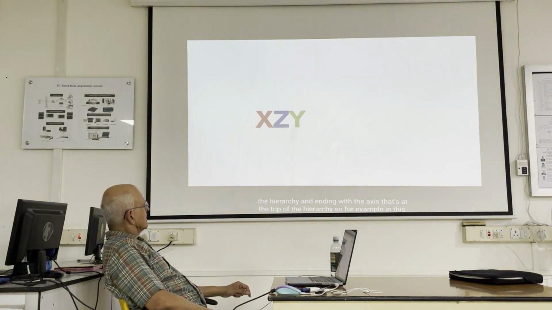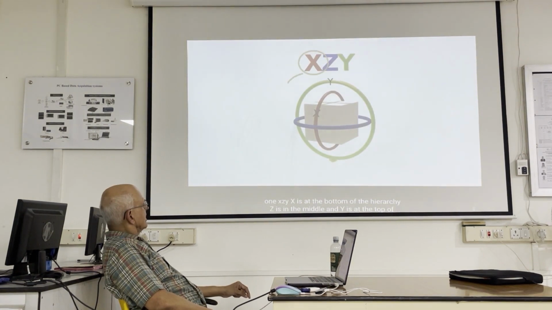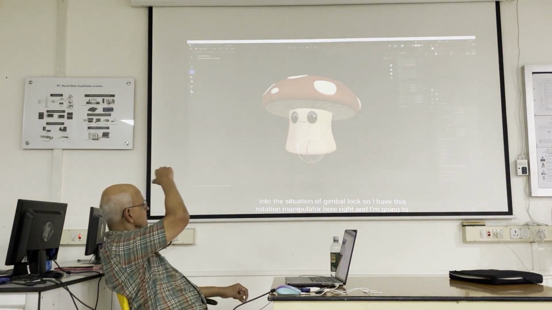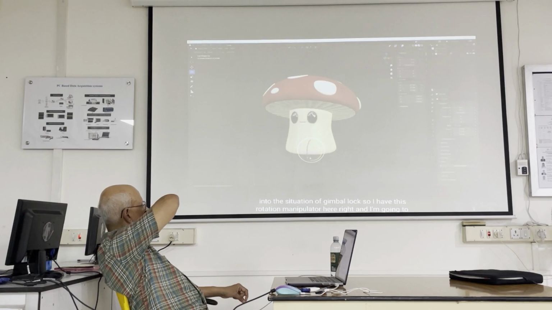So for example, in this one, X, Z, Y, X is at the bottom of the hierarchy, Z is in the middle, and Y is at the top of the hierarchy. The big cheese of the axes in this rotation order. You can see how easily you can get into the situation of gimbal lock. So I have this rotation manipulator here, right? And I'm going to change the transform orientations from local to gimbal.